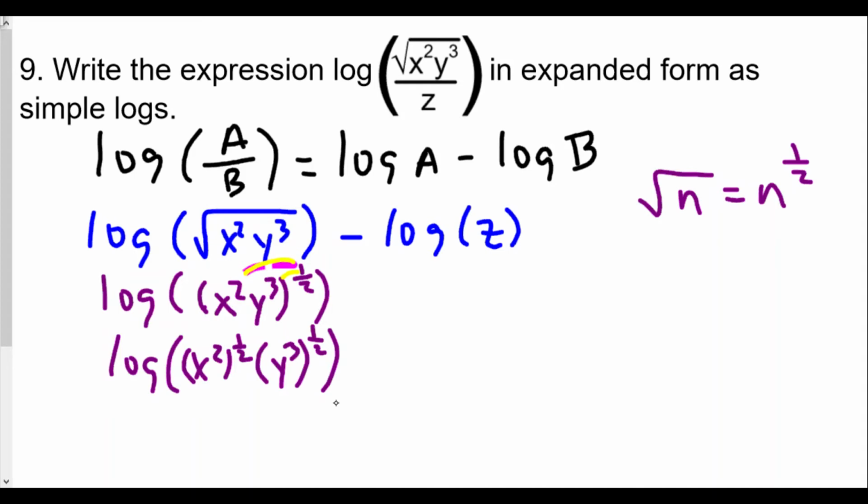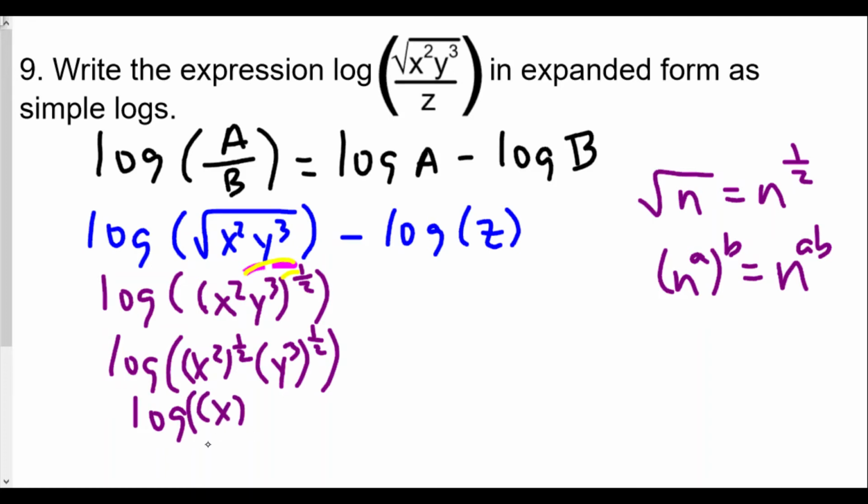Please remember, ladies and gentlemen, when you raise a power to a power, so if I have n to the a raised to the b, that just means we multiply exponents to get n to the a times b. This is one of those laws of exponents, the power rule for exponents. So log of x squared to the 1/2 becomes just log of x, and y to the third raised to the 1/2 power becomes y to the 3/2.